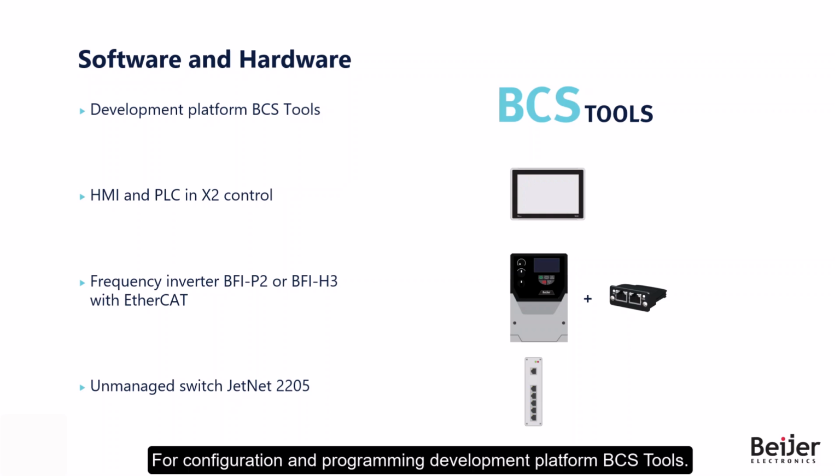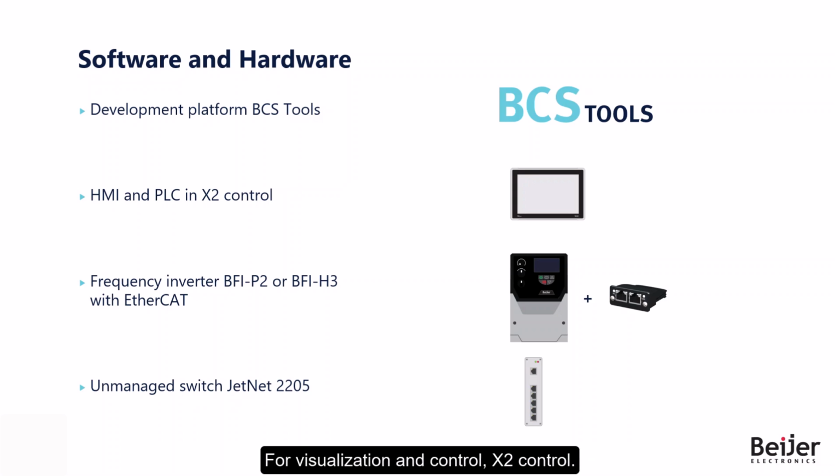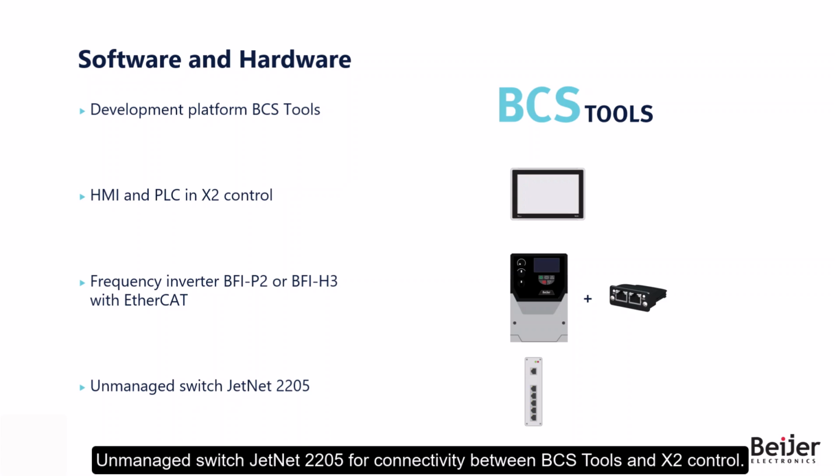For configuration and programming, development platform BCS Tools. For visualization and control, X2 control. Frequency inverter BFI P2 or BFI H3 with EtherCAT option. Unmanaged switch JetNet 2205 for connectivity between BCS Tools and X2 control.